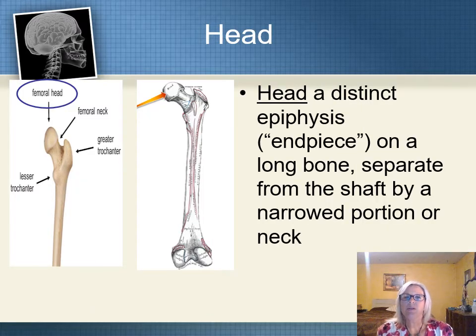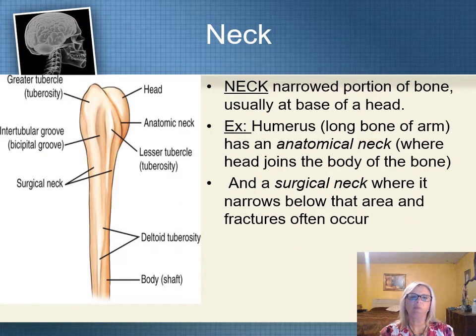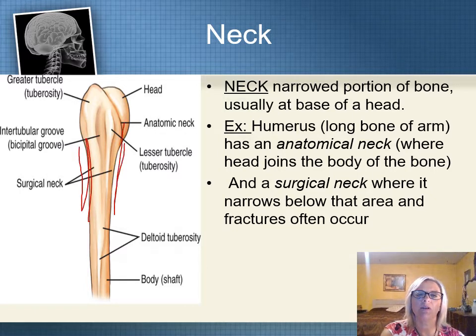The head is going to be the end piece on a long bone. It's separated from the shaft or the body by a narrowed portion or neck. Next, we have a neck. The neck is the narrowed portion of a bone, usually at the base of the head. So the neck is going to be coming down here. We can split this up into an anatomical neck and a surgical neck.